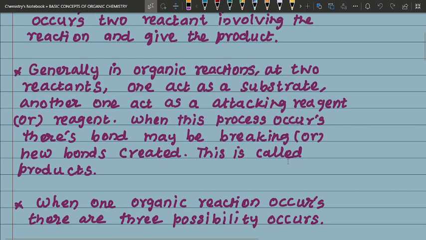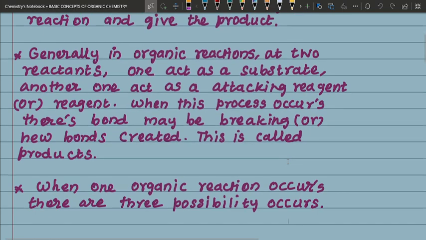Generally, in an organic reaction, of the two reactants, one acts as a substrate, and the other acts as an attacking reagent, or reagent. When this process occurs, a bond may break or a new bond may be created. This is called the product.